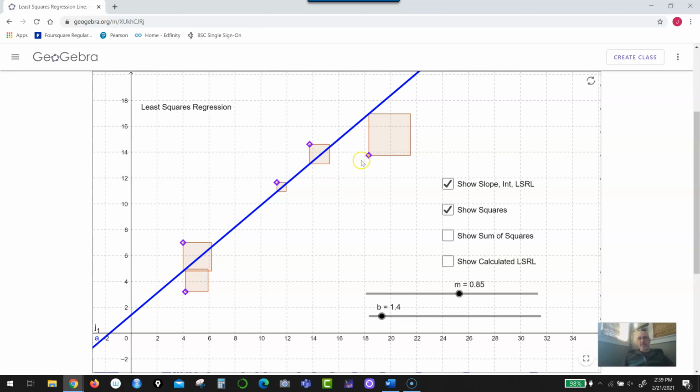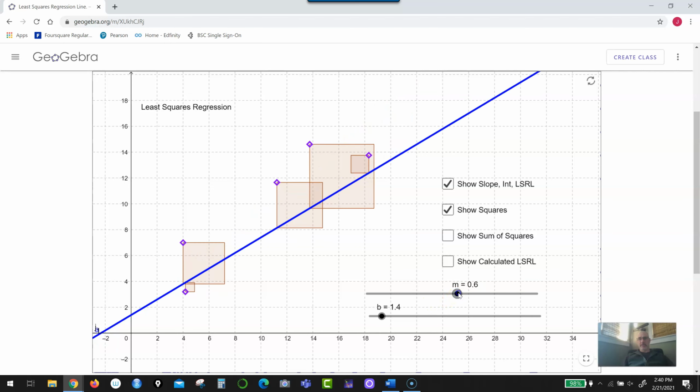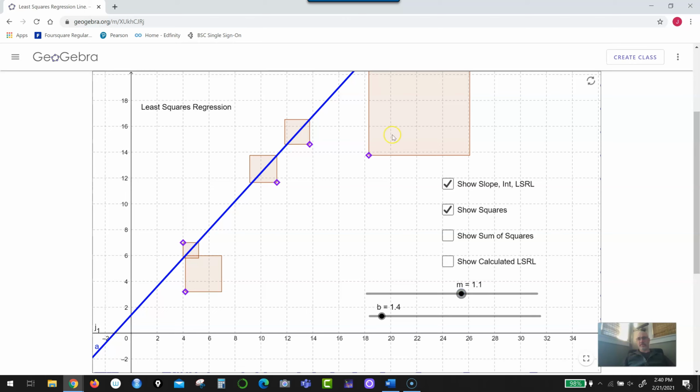Now the idea is to find the line that makes these squares as small as possible. So we've taken the residuals, we've squared them, represented by actual squares on the picture. And the larger the residual, the larger the square. So I could move my slope a little bit and make the last residual here really big.